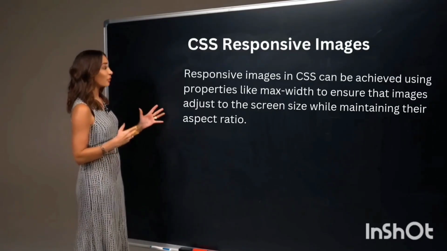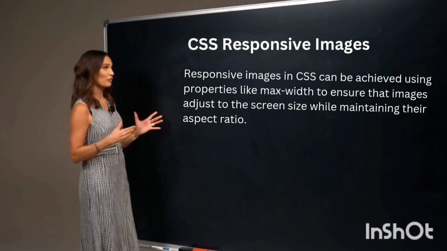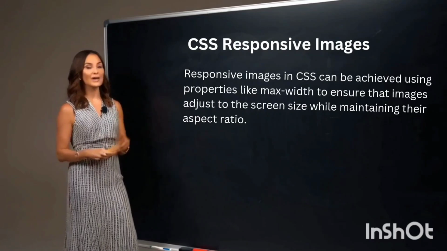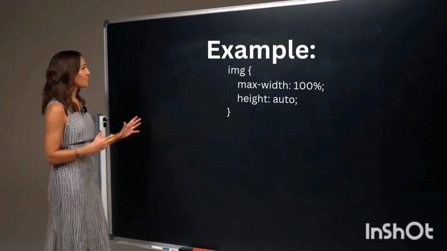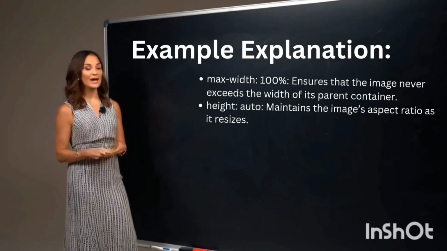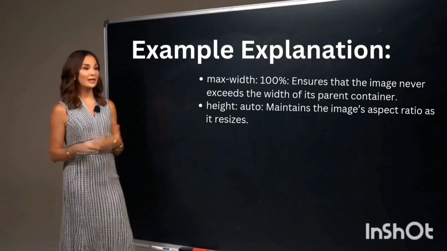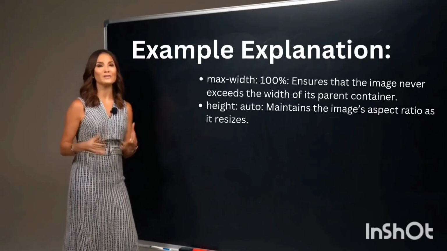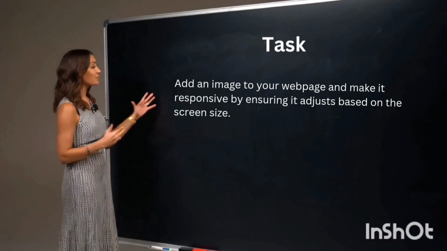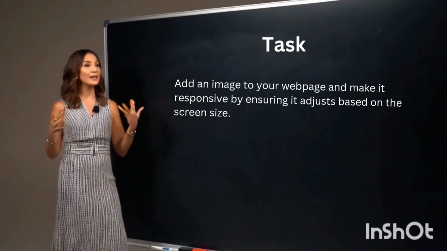CSS Responsive Images. Responsive images in CSS can be achieved using properties like max-width to ensure that images adjust to the screen size while maintaining their aspect ratio. Example, explanation. max-width: 100% ensures that the image never exceeds the width of its parent container. height: auto maintains the image's aspect ratio as it resizes. Task: add an image to your web page and make it responsive by ensuring it adjusts based on the screen size.